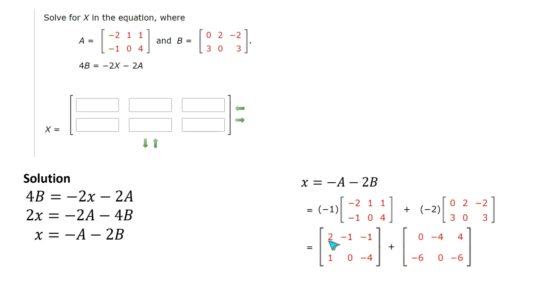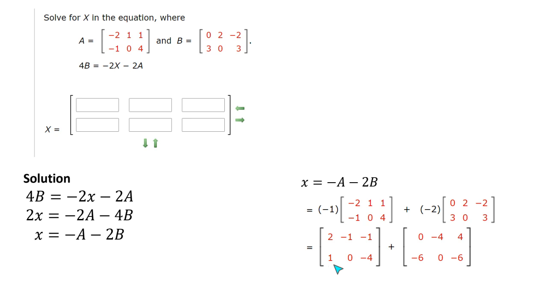So multiply the negative 1. Negative 1 times negative 2 is positive 2. Negative 1 times 1 is negative 1, and so on. So we end up with 1, 0, negative 4 in the second row. And then we do the same for this second matrix. Negative 2 times each of these elements will give us 0, negative 4, or positive 4, negative 6, 0, and negative 6.